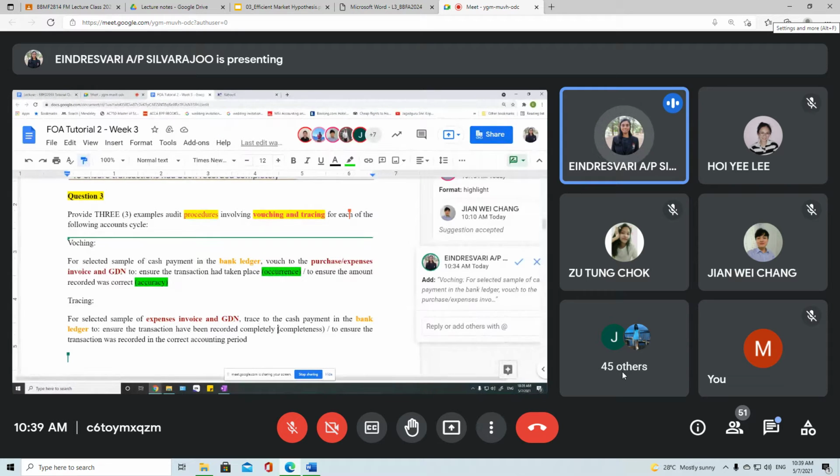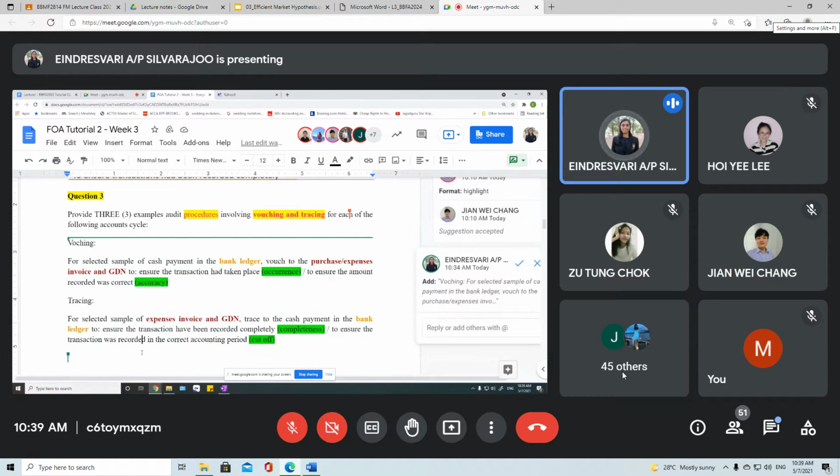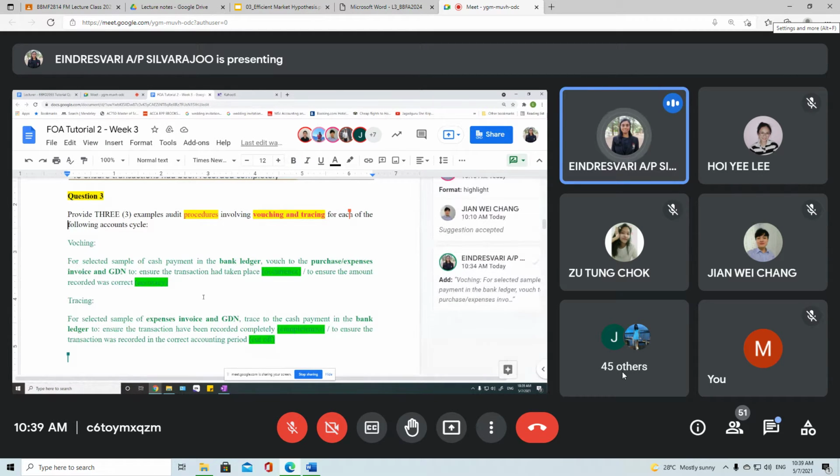So that's why, if the question asks for 5 answers, it's a tutorial, right? Why don't you present 6 or 7, so that I can check and give you an answer. To ensure the transaction was recorded in the correct accounting period, this is related to cut-off. Is this clear? Clear. So I want to see, when I say vouching and tracing, you can only use it for inspection of documents.